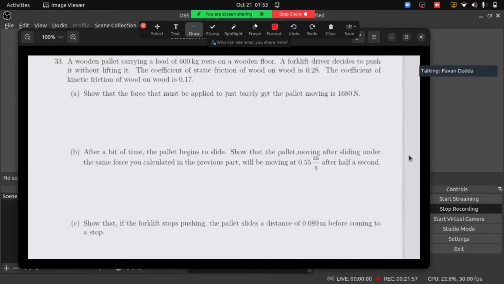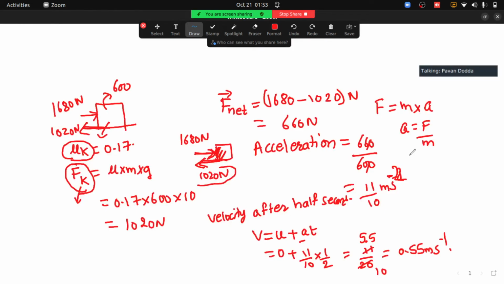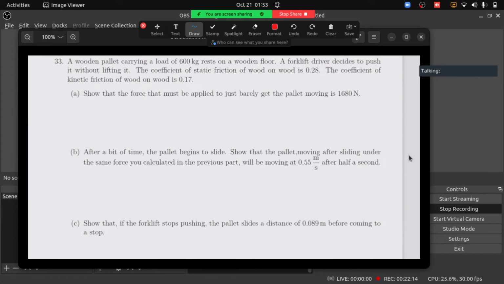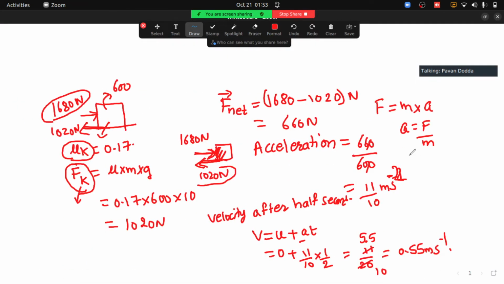Okay, now he's saying that this force is not going to be present, and we need to find, if the forklift stops pushing, the pallet slides a distance of 0.89 meters before coming to a stop, right? Yes, sir. Okay. See, for this, if there is no forklift, let's say there is no external force, now what would be its acceleration in this case?